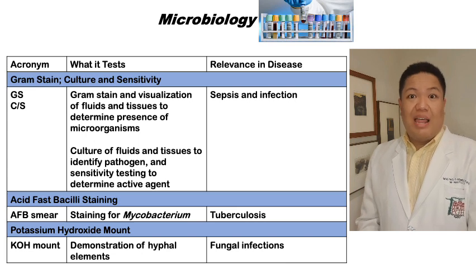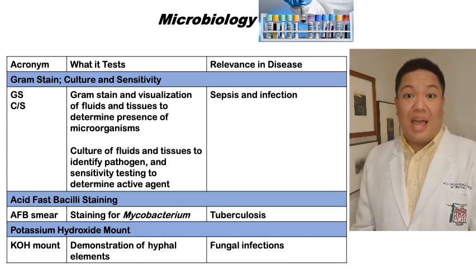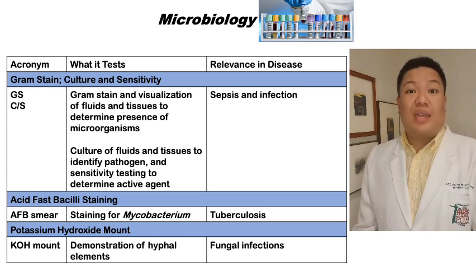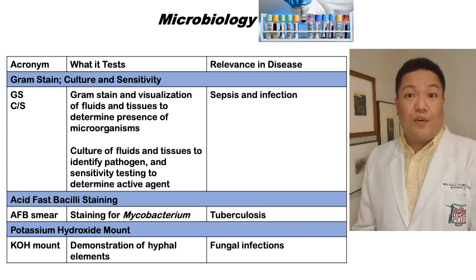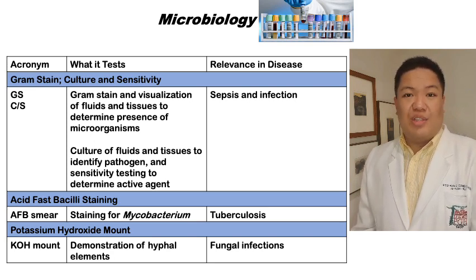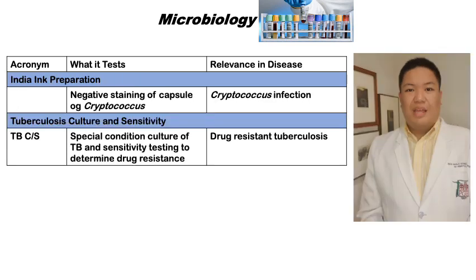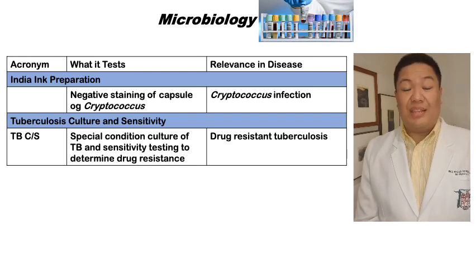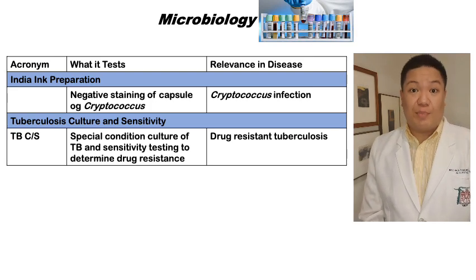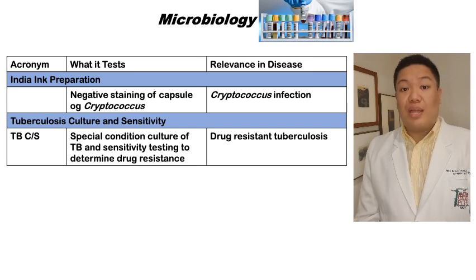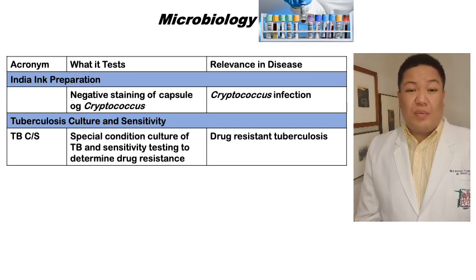Also in the microbiology lab is where we do our AFB or acid-fast bacilli staining for tuberculosis. And also we do a KOH mount, which we use when we are testing for fungal infections. The microbiology lab is also where we stain the CSF with India ink preparation if we're suspecting Cryptococcus infections.